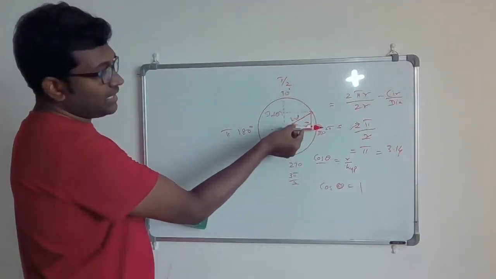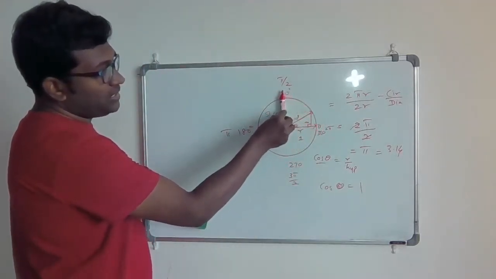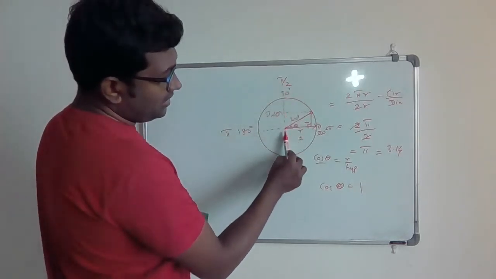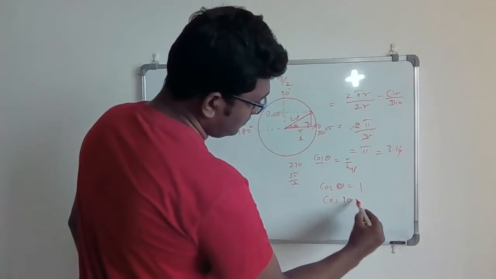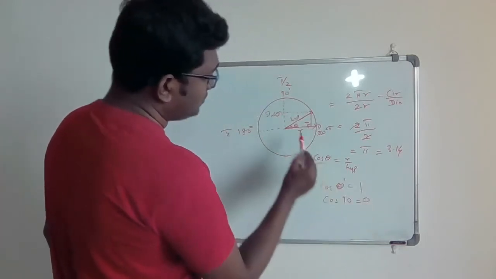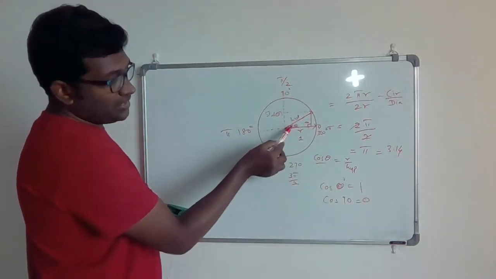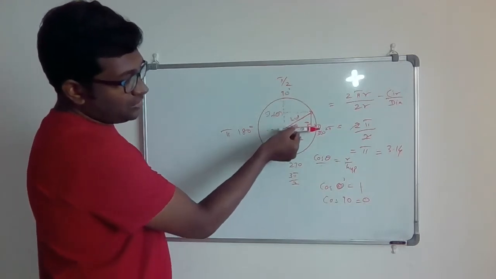And if this angle theta moves up to 90 degrees, it doesn't make any projection onto the x-axis. That's why cos 90 degrees is 0. So if you talk about this in degrees, cos 0 becomes 1.